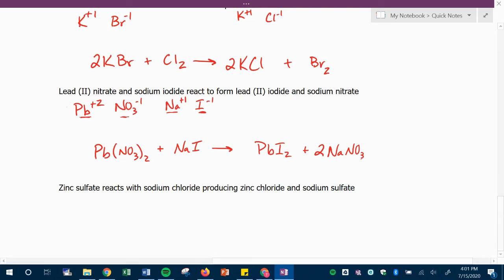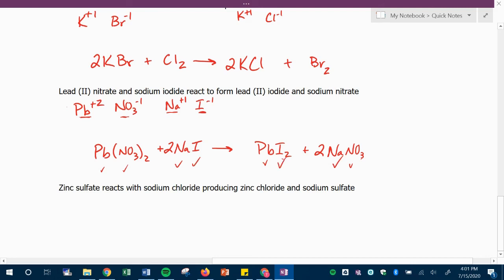So now our nitrates balance. Now the other thing that didn't balance was the iodine. Let's see if we can fix that. So since there's 2 on the product side, that means that we need to add a 2 in front of our NaI reactant. And so now that we've fixed those, let's go back and double check everything. Leads, those balance. NO3s, those balance. Nas, balanced.